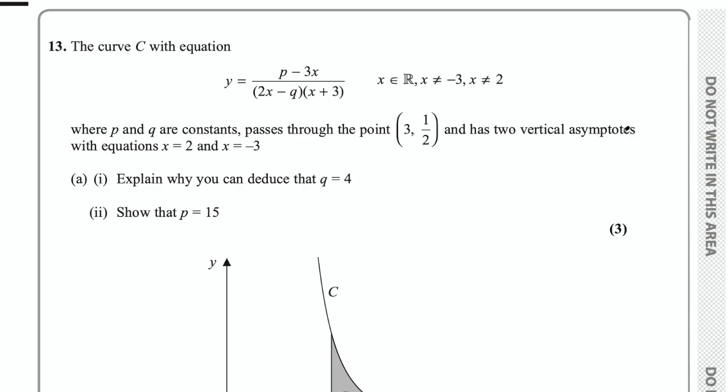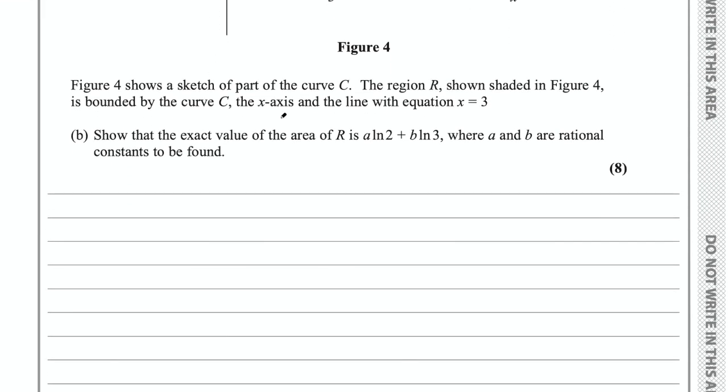So they tell you there are asymptotes at x equals 2, x equals negative 3. That means the function is undefined at those points. To have a function undefined, you need the denominator to be equal to 0. And we can see clearly here, if x equals negative 3, this expression here would be 0. Negative 3 plus 3 is 0. And for x equal to 2, we would need this one to be equal to 0. So we can start off with that for part A, part 1.